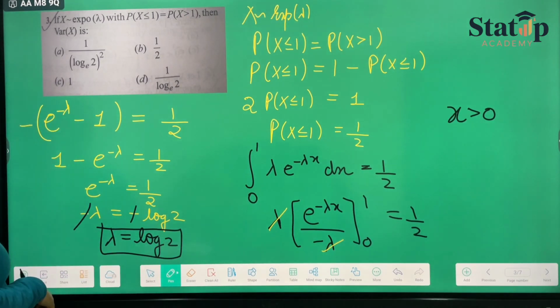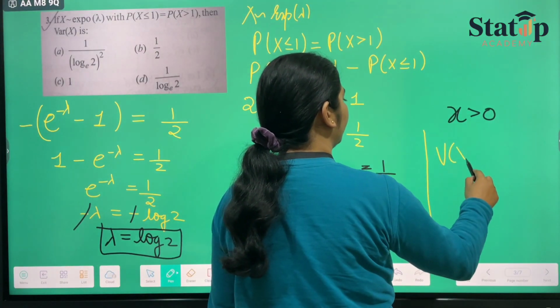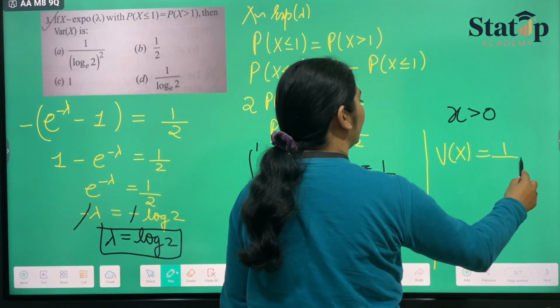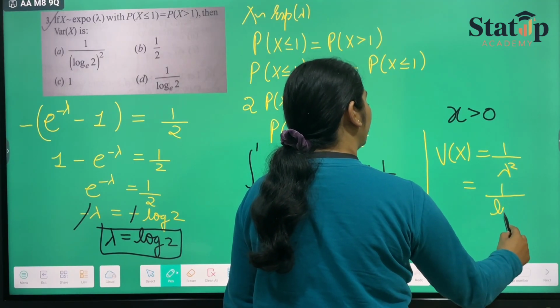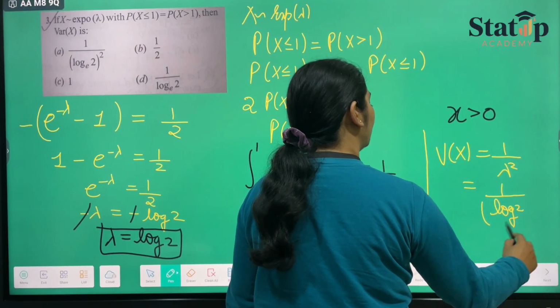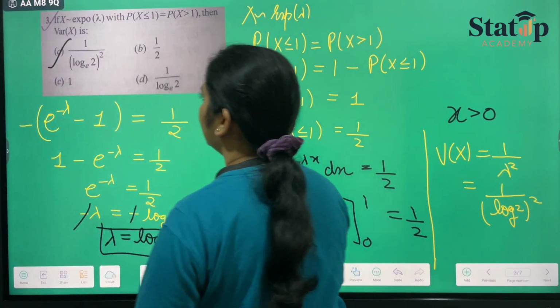Now they have asked us about the variance. The variance of the variable is 1 upon lambda square. Lambda has the value log of 2. So 1 upon log of 2 whole square. This forms our answer as option number A.